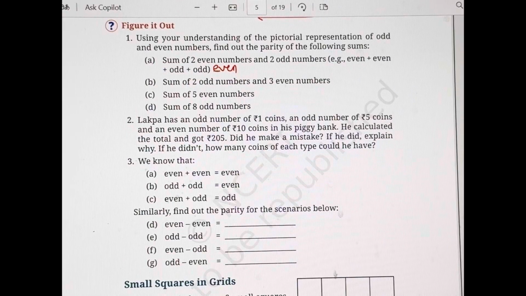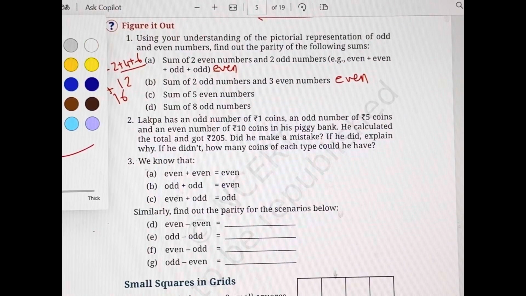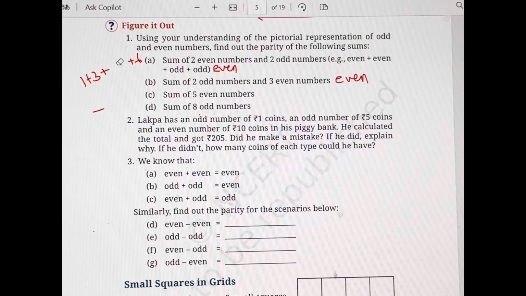Now let us take another example. Question number B. Sum of two odd numbers and three even numbers. What happens? Let us see. So two odd numbers, let me do it on the side. Two odd numbers means 1 plus 3 and three even numbers, so 2 plus 4 plus 6. So let us add. 1 plus 3 gives you 4 and 2 plus 4 plus 6 gives you 12. And 4 plus 12 is 16, which is an even number. So you will get an even answer in the second one also. Right?